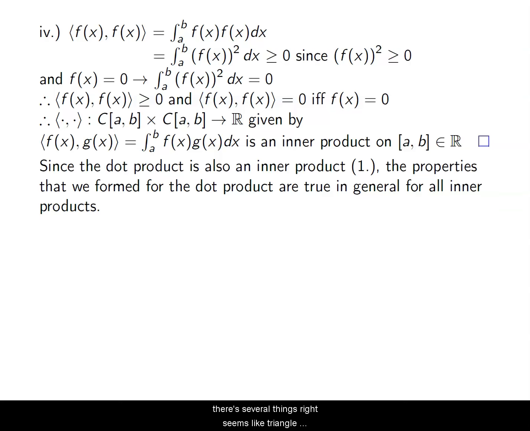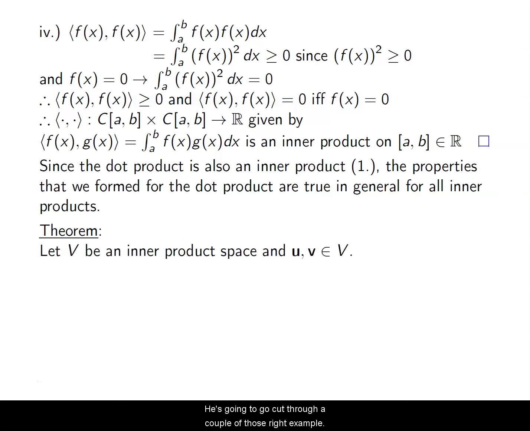So there's several things, right? Things like triangle inequalities, the Cauchy-Schwarz inequality, norms, projections onto a subspace, Gram-Schmidt, right? Most of those we're going to cover in the next video, but all of those things hold true for all inner products, okay? So we're just going to go through a couple of those.